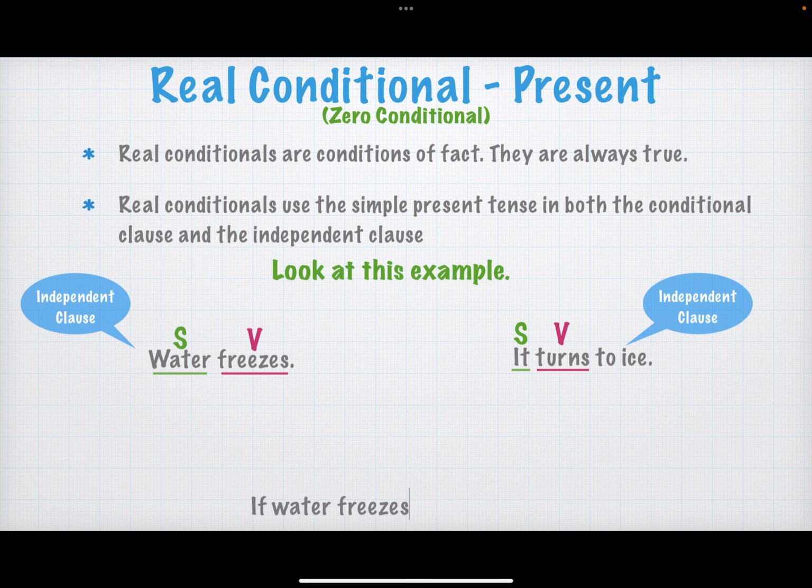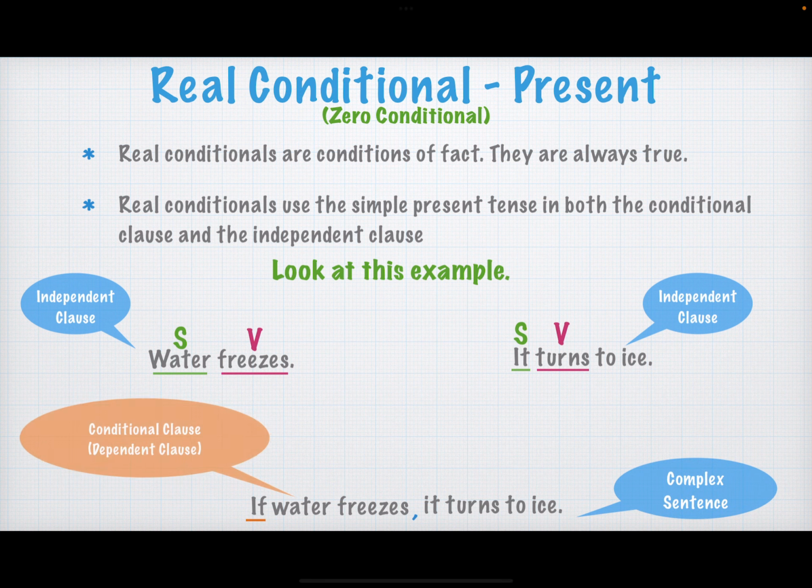If I combine these two sentences together using the conditional connector if, I get a complex sentence. So if water freezes, it turns to ice. Notice I want to use a comma in the middle. Remember, if you have a complex sentence that uses adverb clause markers or subordinating conjunctions, you want to use a comma in the middle if that subordinating conjunction comes at the beginning. If the subordinating conjunction is in the middle, no comma. So this is a complex sentence.